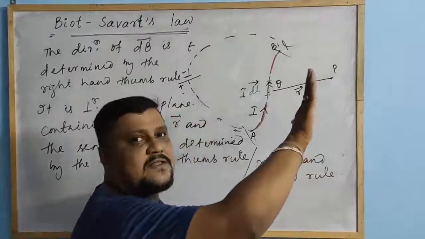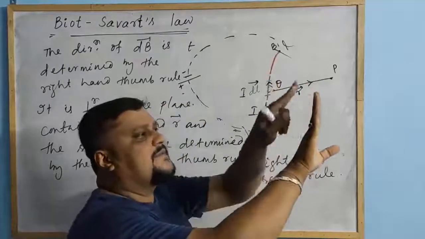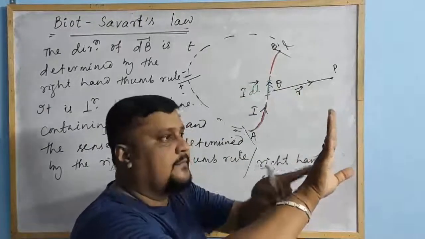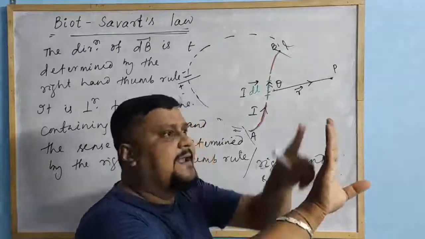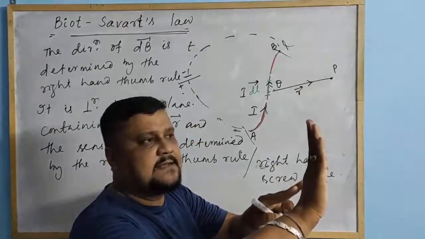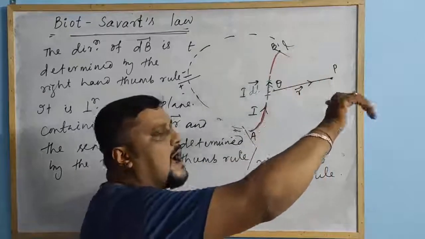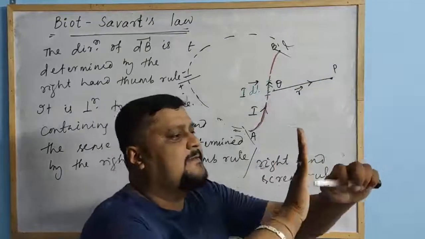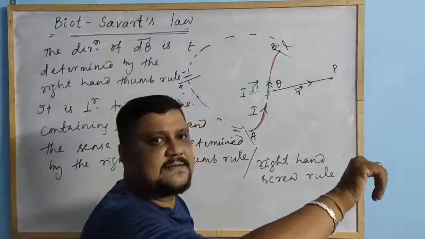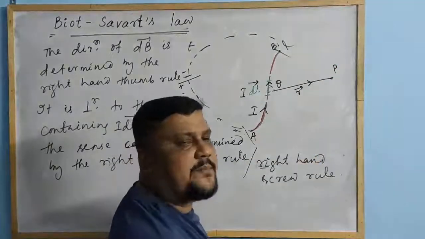What is this? Right hand thumb rule. Place the fingers along the direction of the first vector, dl, cross r, A cross B. With dl along this direction, the thumb will be stretched like this. R is in this direction, so dl to r, what is the direction? The thumb is perpendicular inward.